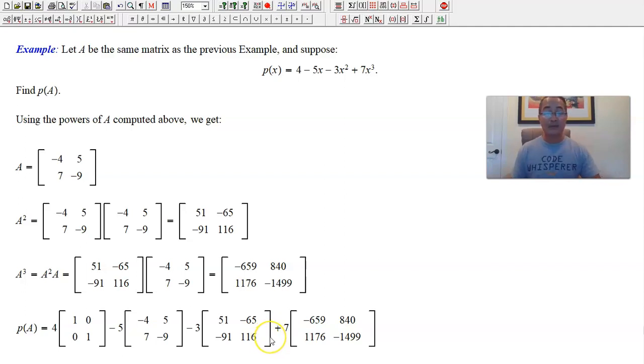Okay? So if you don't have a graphing calculator, you still have an ordinary calculator. You can perform the scalar multiplications first, and then add all of those four matrices together. But we have a computer. So what do we get? We get that big matrix. Okay? So that is our p of A.